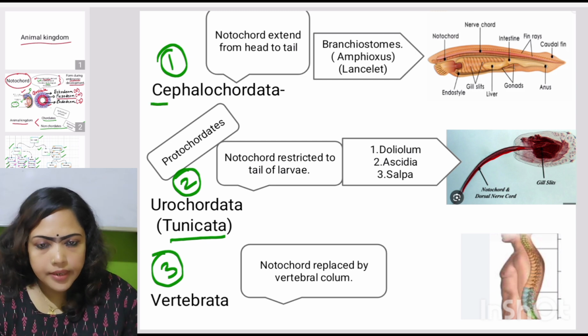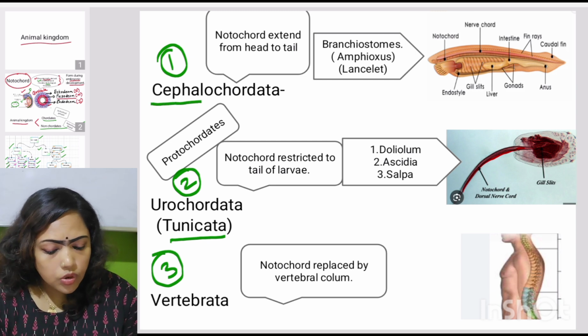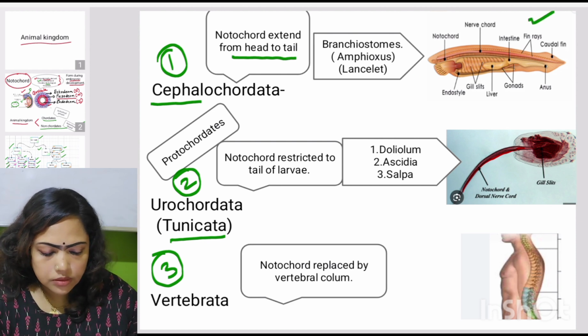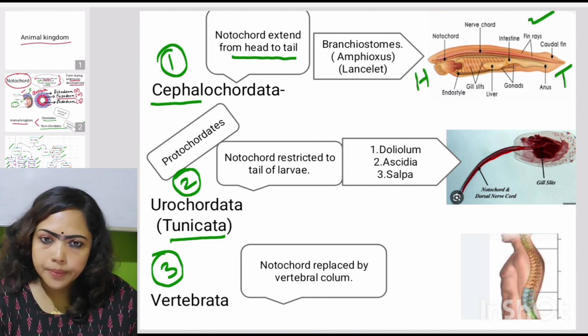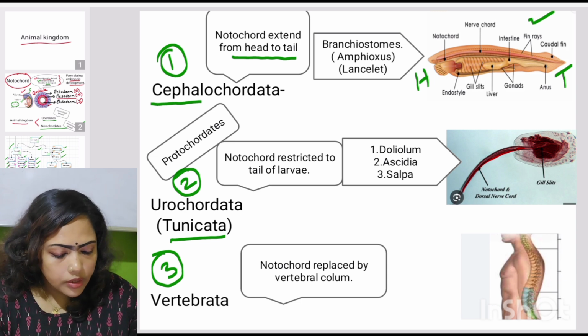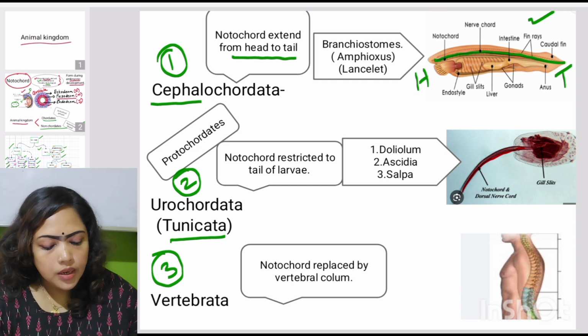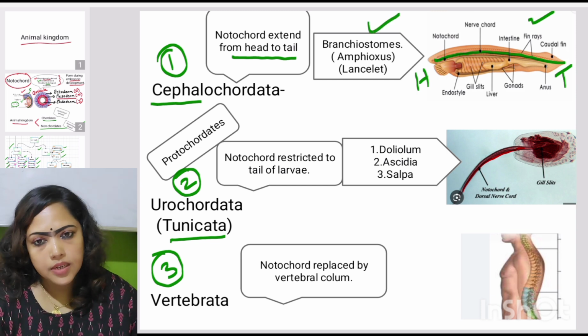Cephalo means head, and here the notochord extends from head to tail. See this diagram? This is the head part and this is the tail part. Here the notochord is extending from head to tail of the organism, and they are called cephalochordates. Examples: Branchiostoma, Amphioxus, or Lancelet.